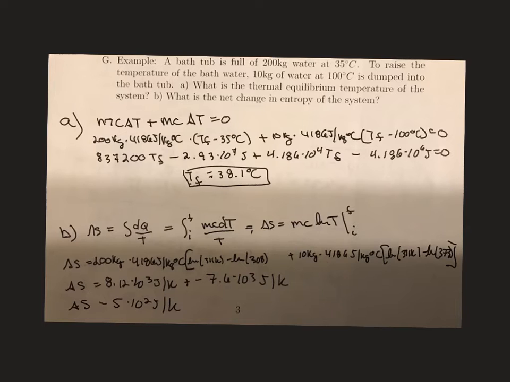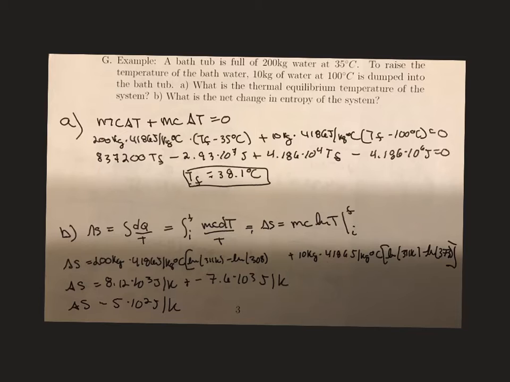Alright, so I'm getting in some more practice for a calorimetry problem. So we have the change of the cold water versus the change of the hot water. So we're going to take the mass times specific heat of water, temperature final minus the 35 degrees C, and then the mass of the hot water times the specific heat times the change in temperature for the hot water. And we get a thermal equilibrium temperature of 38.1 degrees Celsius.